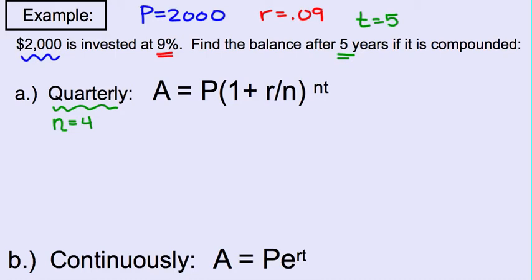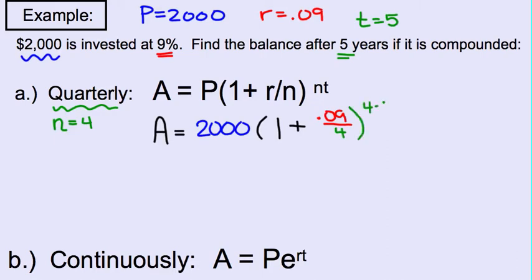Let's go ahead and plug in our pieces into our equation. A represents our end amount. Our principal of $2,000, that's our original. 1 plus, and then r over n, 0.09 divided by n. We had 4 compounds a year. This is compounded quarterly. Raised to the 4 times 5.